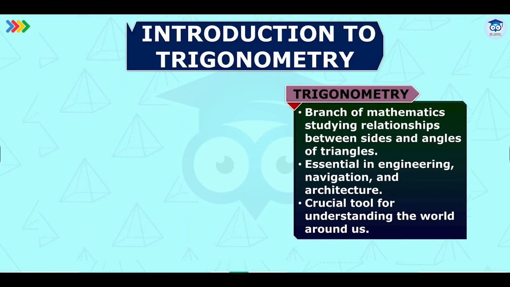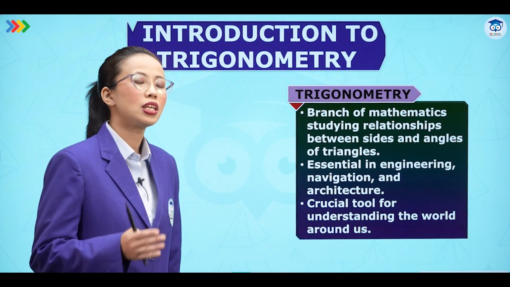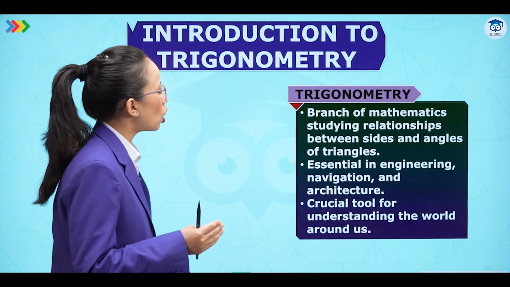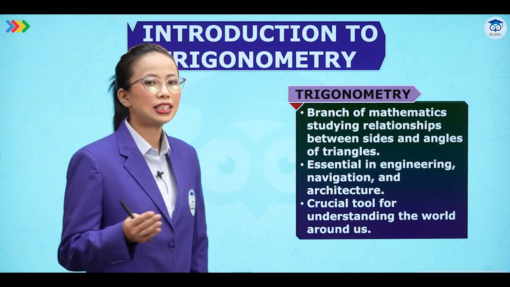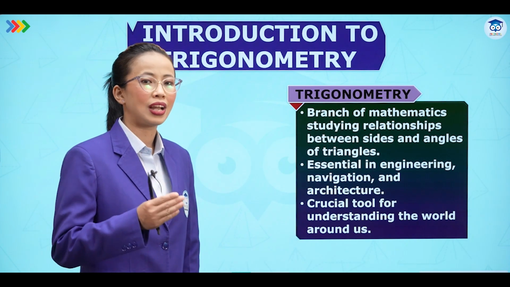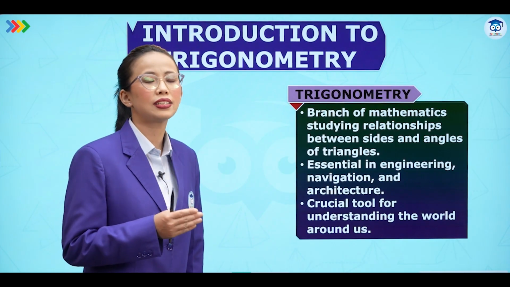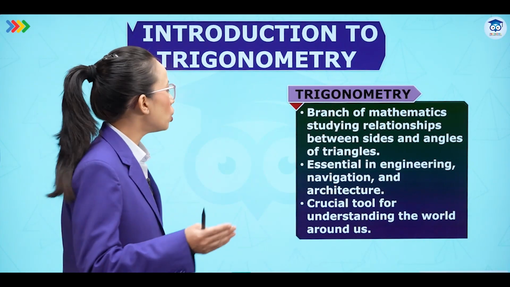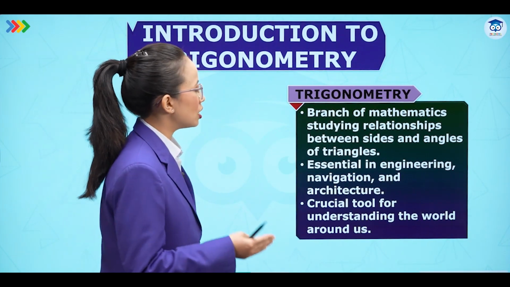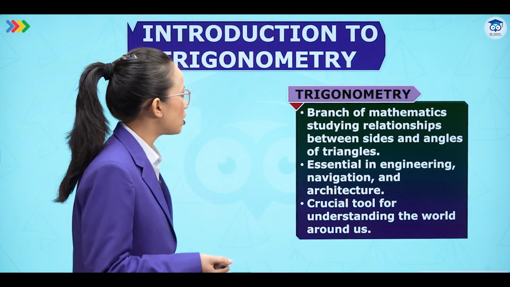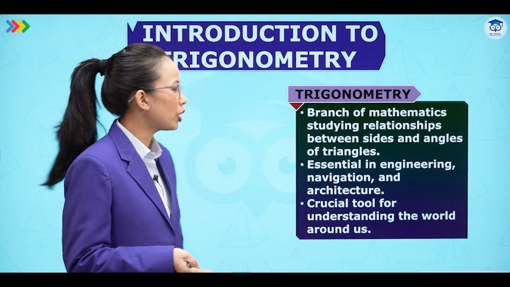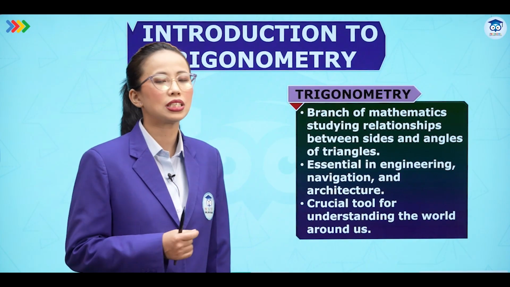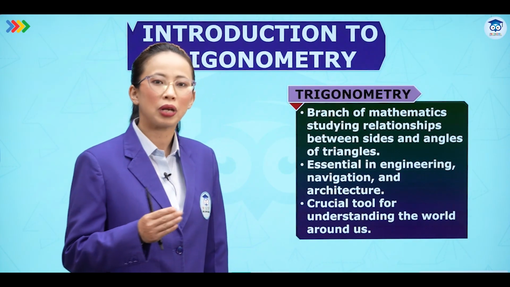Trigonometry is the branch of mathematics which deals with the study of the sides and angles of a triangle. Here we consider the right angle triangle. If it is not a right angle triangle, we make it a right angle triangle and then use it. It is used in engineering, navigation and architecture. It helps in understanding the world around us. It is a very important branch of mathematics.